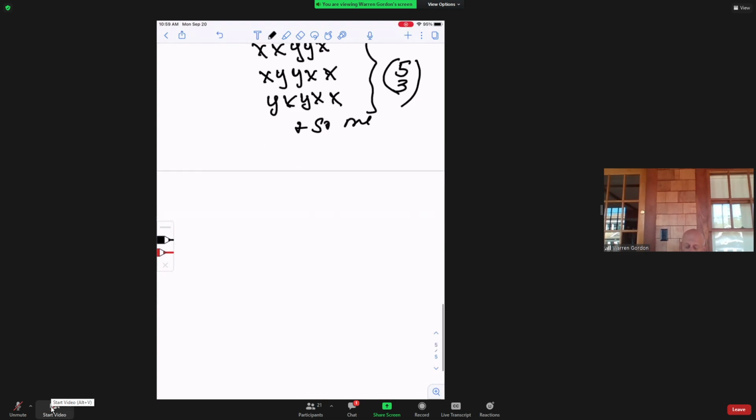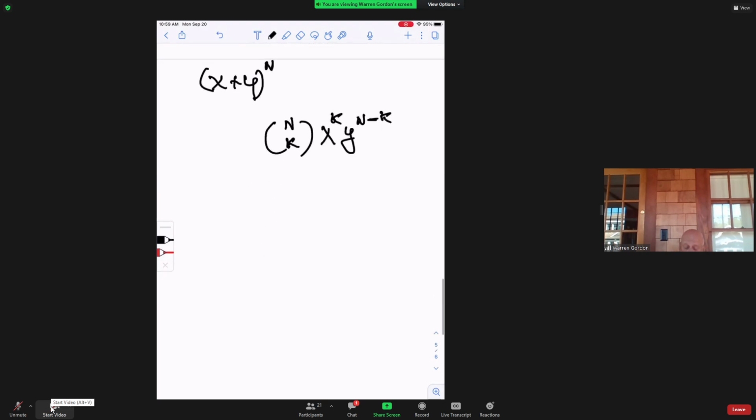So in fact, if you realize that, if I have x plus y to the nth power, and I want to find the coefficient of x to the k, y to the n minus k, its coefficient would just be n choose k. And in fact, this proves the so-called binomial theorem that you all learned in algebra, but we'll write it a little differently.